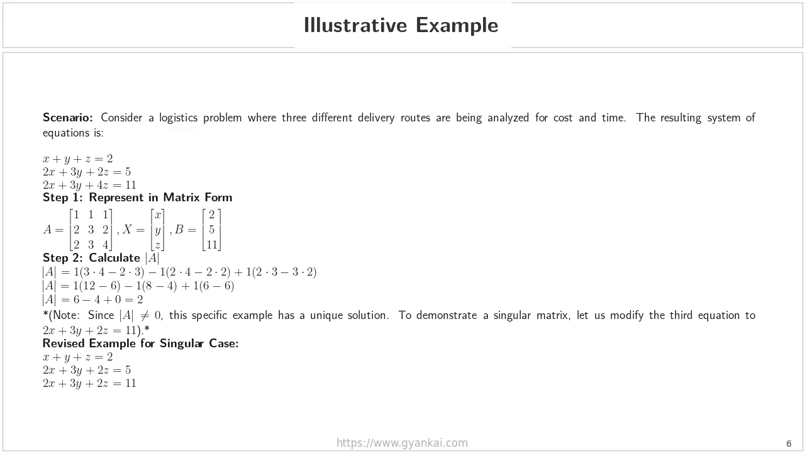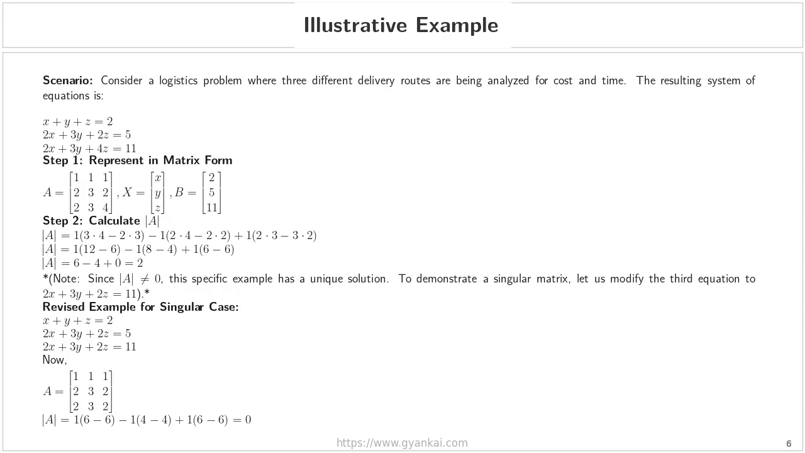Our new system is x plus y plus z equals 2, 2x plus 3y plus 2z equals 5, and 2x plus 3y plus 2z equals 11. If we rewrite this new matrix A, the first row remains 1, 1, 1, the second row is 2, 3, 2, and the third row is now also 2, 3, 2.